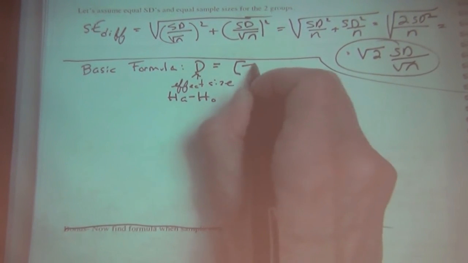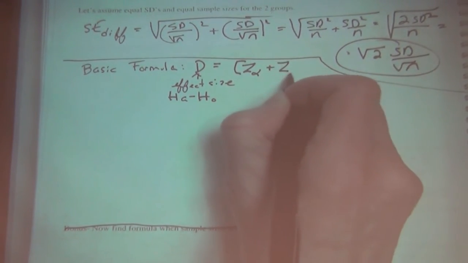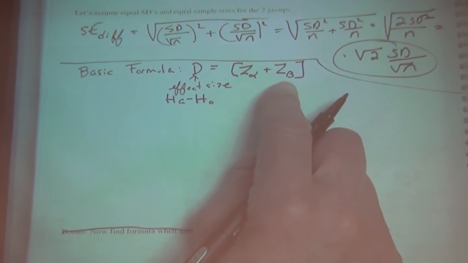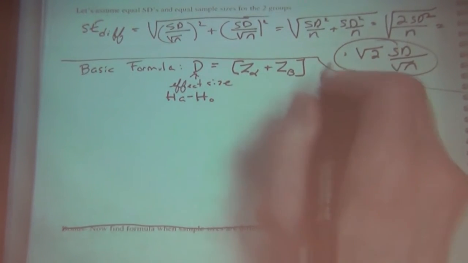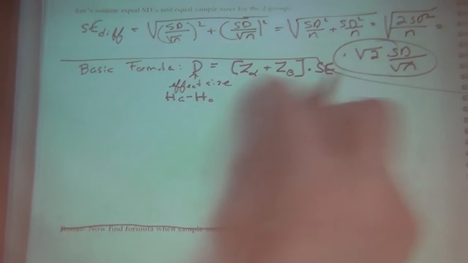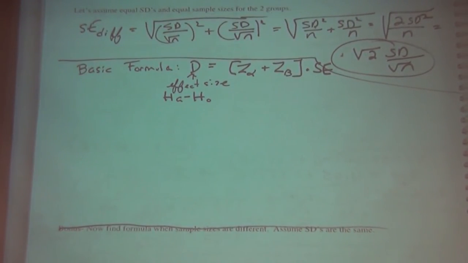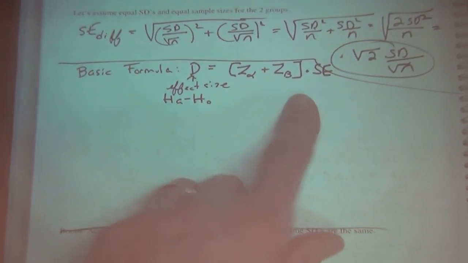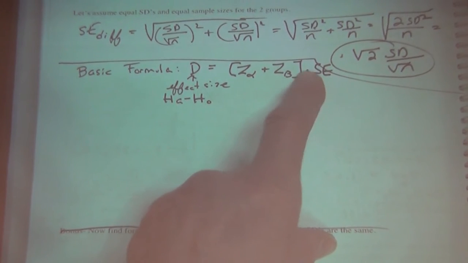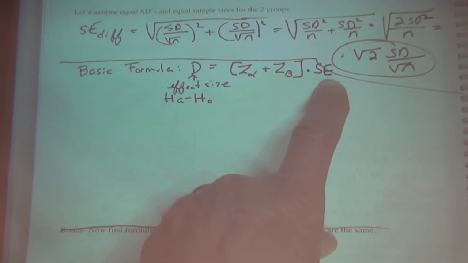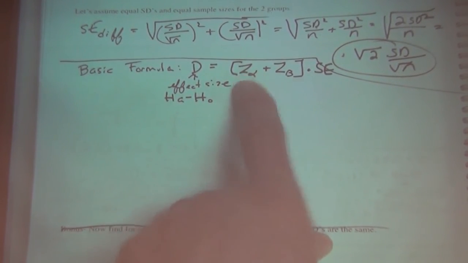Then we have the Z alpha plus Z beta, and that's the size in terms of standard errors. And then to change this to the units of the problem, we multiply by the standard error. That's all we're doing for our sampling error. That's super easy. That's the power formula for everything. Why they look complicated is because the standard errors can get extremely complicated. But this is the basic idea.